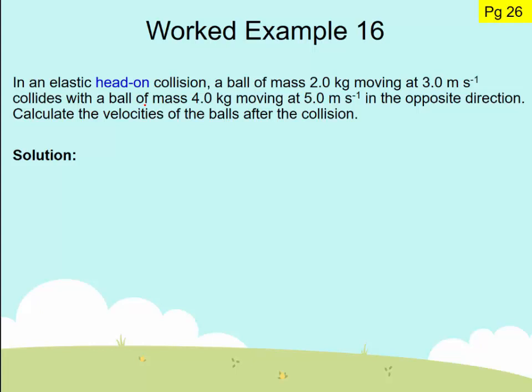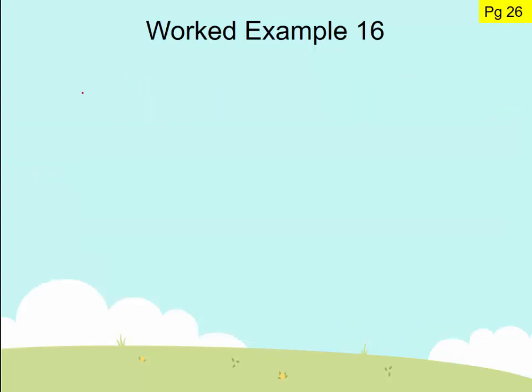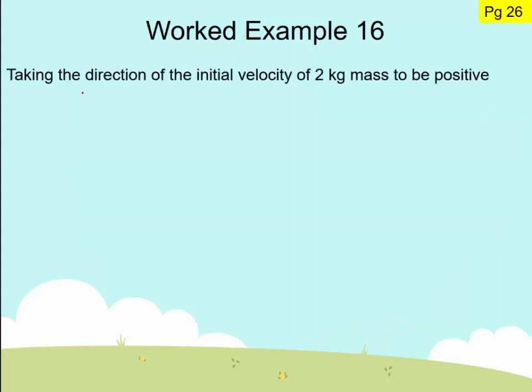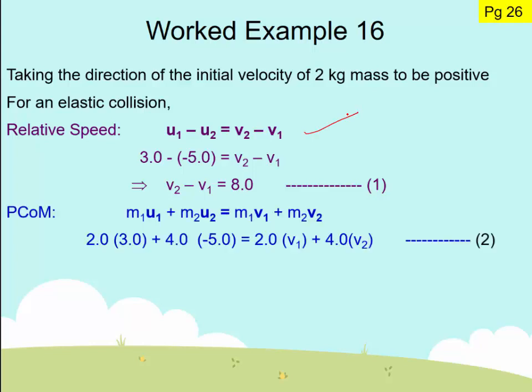Now, let's look at work example 16. In this example, we have a head-on collision, which is elastic. I hope you remember what they mean. First, it is hard to visualize, so you draw a diagram to help you. Next, we determine the direction. So let's say the initial velocity of the 2 kg mass is positive. For elastic collision, we use a relative speed equation and we use PCOM. So we have two equations, two unknowns, you can solve them.